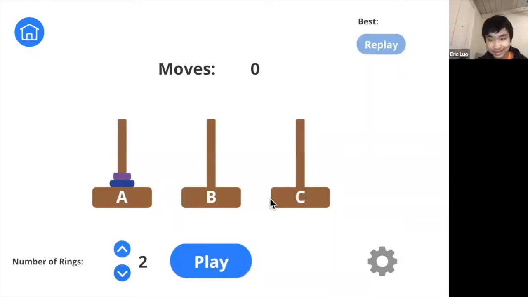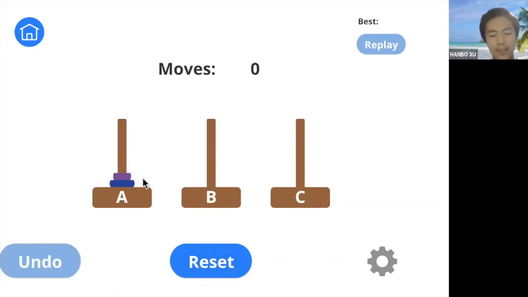Okay, hello guys. Can you see the screen share? It's three rods A, B, C, and the two little ring things here. Can you see that? So basically, the goal is that you want to move all the rings on the first peg, peg A, onto peg C. And basically the rule is you cannot move a larger ring on top of a smaller ring.